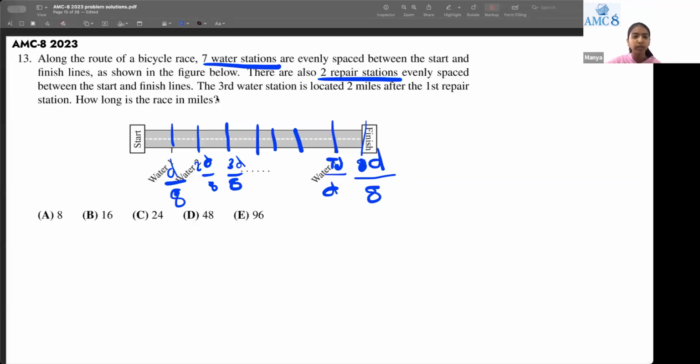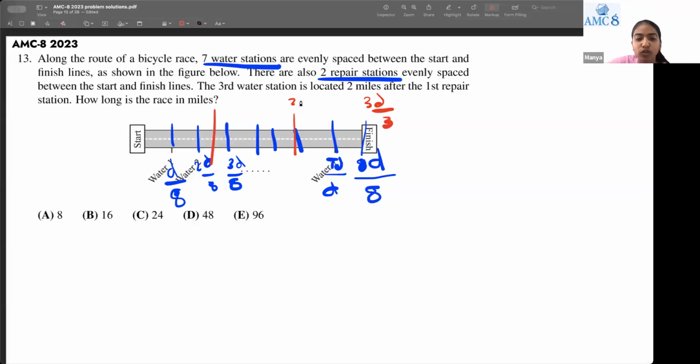Well, for the repair stations, on the other hand, suppose they can be placed somewhere here and somewhere here. This is just approximate. So the finish line should be 3D by 3, right? Since there are 3 even parts for 2 repair stations, and the third one is just the whole distance, which is just 1.